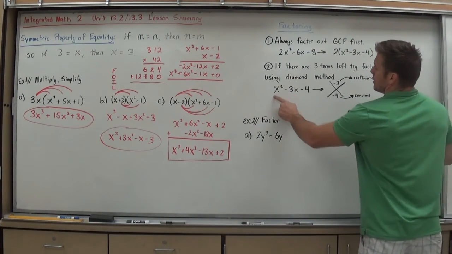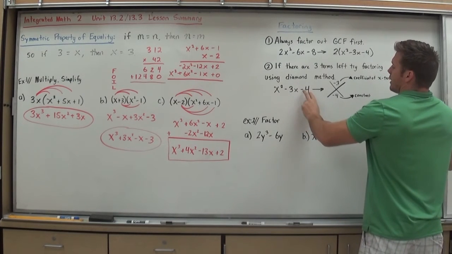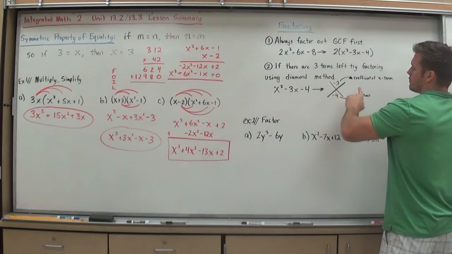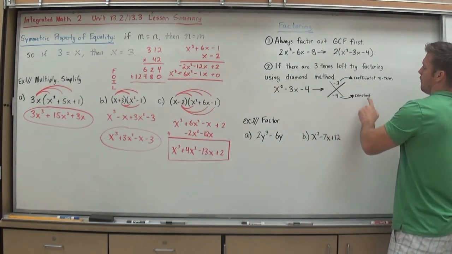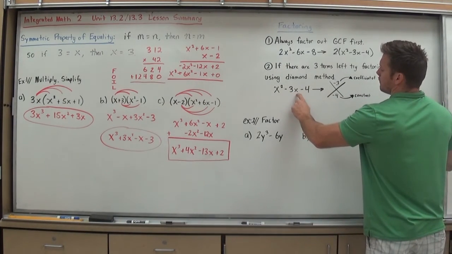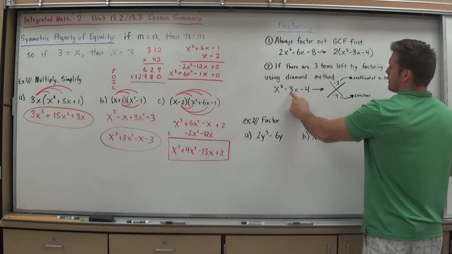But I do this. So if I have a quadratic trinomial with x squared, I take the last term, the constant, and I make a little cross. We call it a diamond, but it's really just a cross. And I put the last number, the constant, in the bottom, the negative 4. So I wrote constant there. And I put the b term, the coefficient in front of x, in the top, and that would be negative 3. So notice the signs are included.